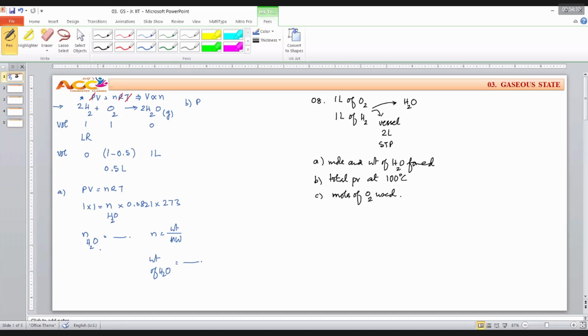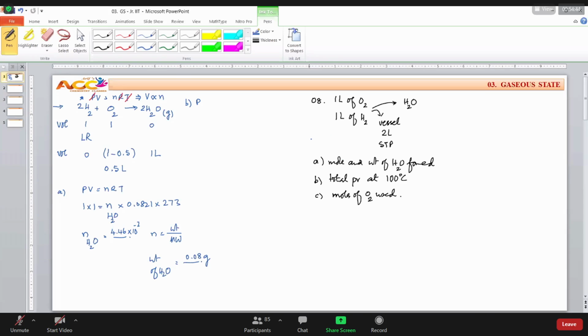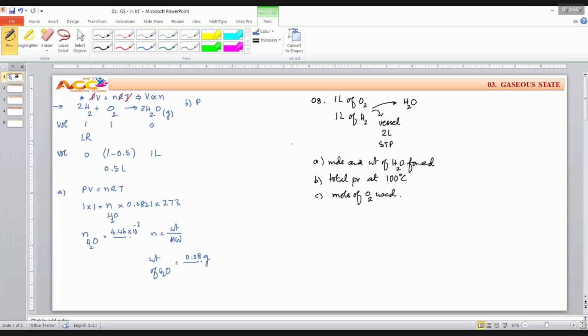Okay, number of moles of water. 0.446. Keep checking where the mistake is. Check the mistakes in the calculations you have done. You are giving some wrong answer. 4.46 times 10 to the power minus 2 moles he's saying, and weight of water he says 0.08. Everything else is wrong, check like this. Okay, fine. There are so many mistakes, right?